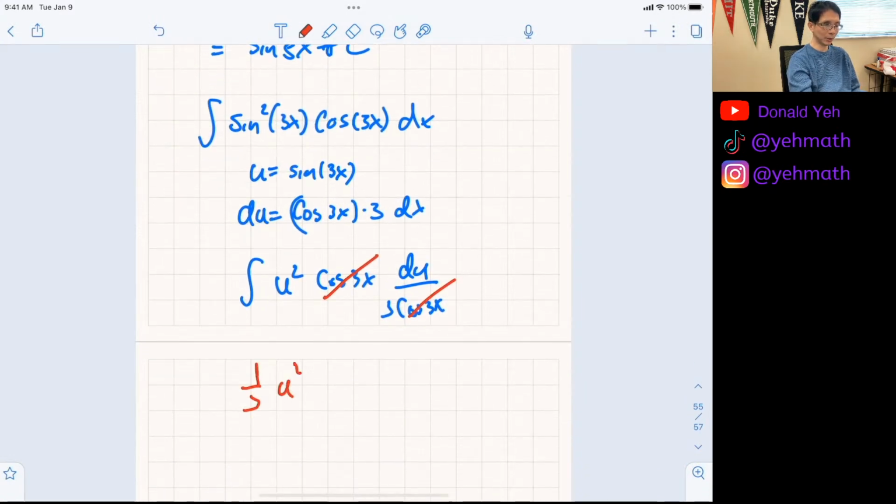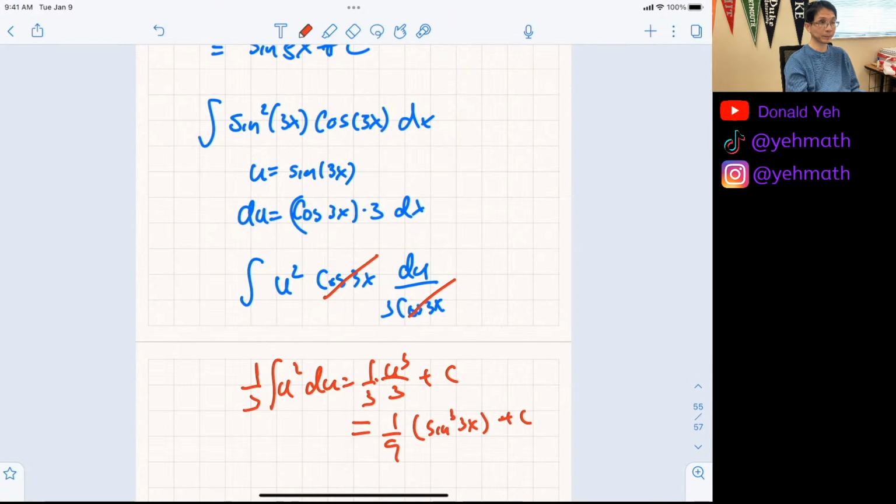1/3 integral of u squared du. U to the 3 over 3 plus c. What? 1 over 3, sorry. So it'll be 1 over 9, where u is sine of 3x, plus c. Done. Yes, you can have sine of 3x. You don't have to have sine of x, but you just have to make sure your chain rule has to be cosine of 3x.